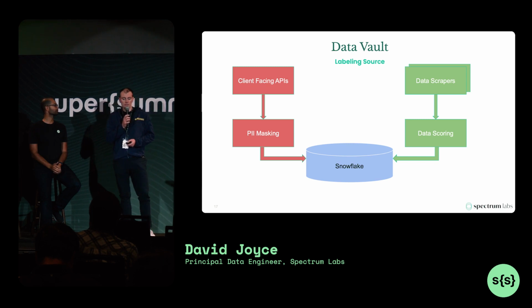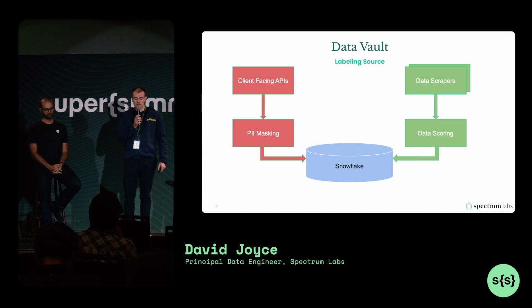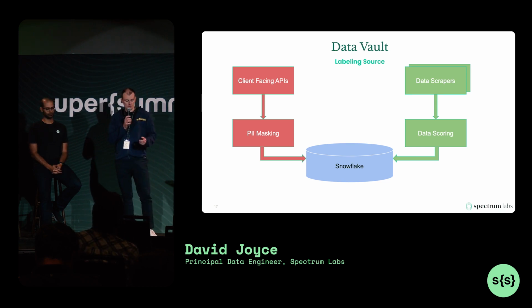Then on the right-hand side we've got our data scrapers, and we have different scrapers that have been built to retrieve data from public websites, also from Twitter, Reddit and social media accounts. In this case we have a batch-based process that will classify and score the data before we store it in Snowflake. There's no PII masking in this case because it's publicly accessible data.